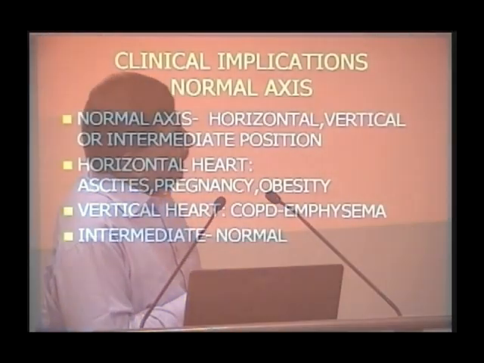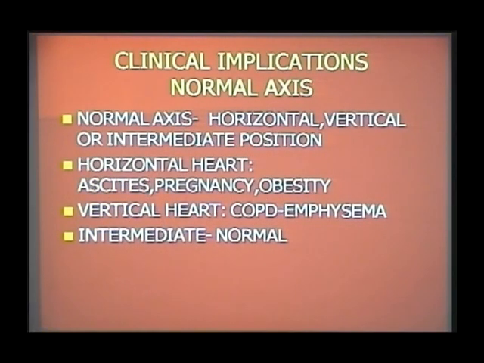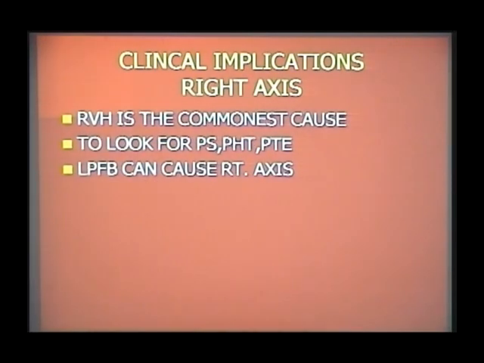That's all. Once you remember like this, it's so easy to diagnose and calculate axis. So, this is what I told you. Horizontal heart can happen in ascites, pregnancy and obesity. Vertical heart happens in COPD and emphysema. These are clinical scenarios in which, with ascites and pregnancy, the heart is pushed like this, so you can have L1 being the tallest positive.